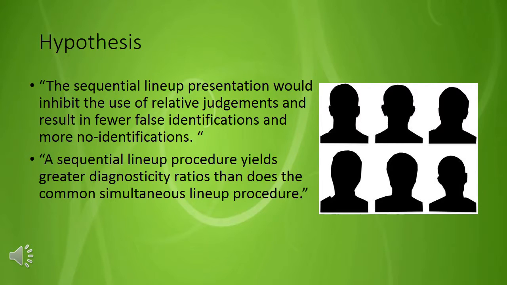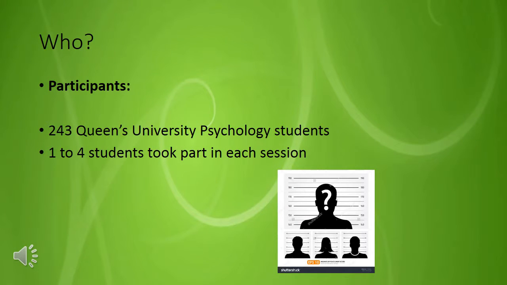So pretty much the researchers thought that the sequential lineup procedure would make it to where the eyewitnesses would not use the relative judgment to identify the perpetrator. And like I said before, the relative judgment is where you would pick someone who most looks like the actual perpetrator, even if they aren't pictured. Therefore, this would result in fewer false identifications and more no identifications. So who was involved in this case study?